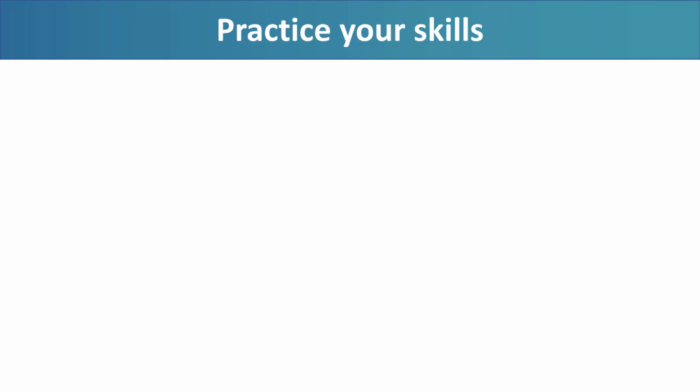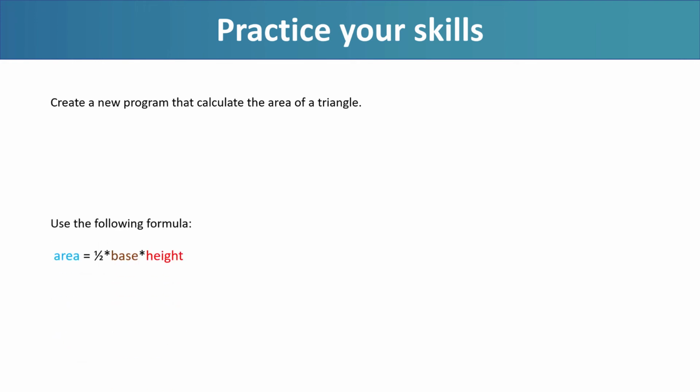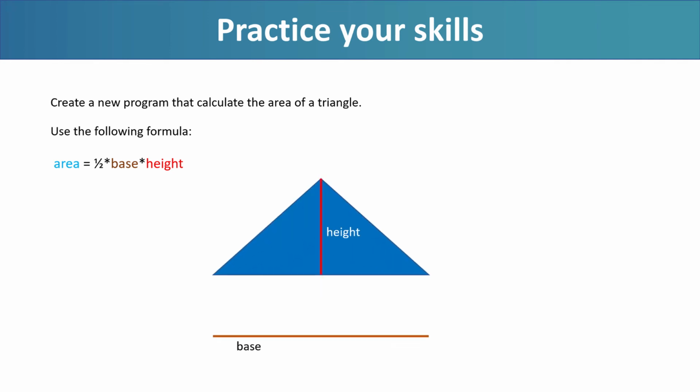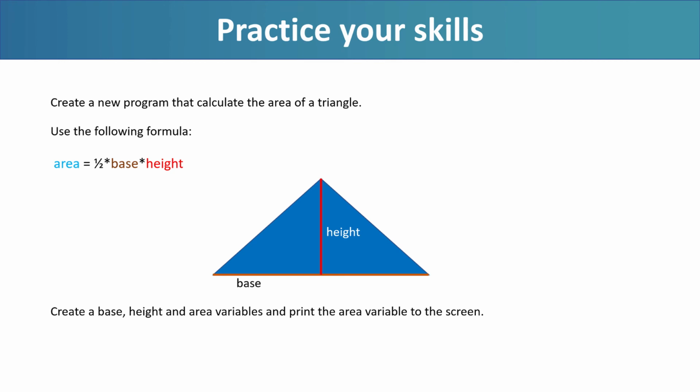I want you to create a program that will calculate the area of a triangle given this formula, and then it will print it to the output. You have to create two variables, one for the height and one for the base, and give values to them. We also need a variable to hold the result. Please pause the video now and try to write the code by yourself. When ready, resume the video to see if we wrote the same code.